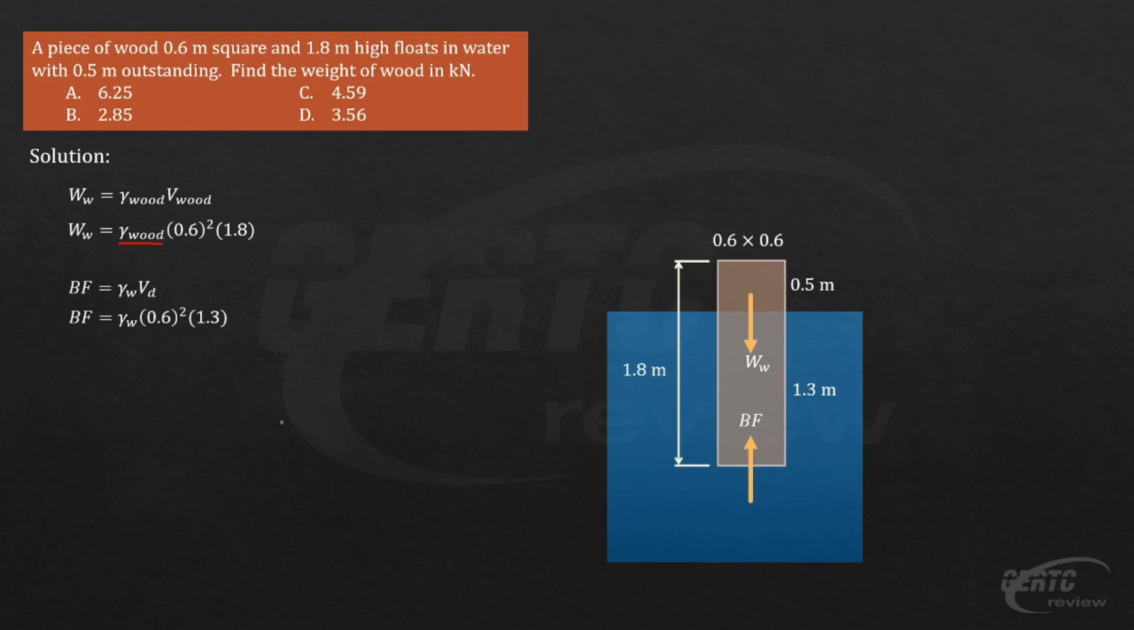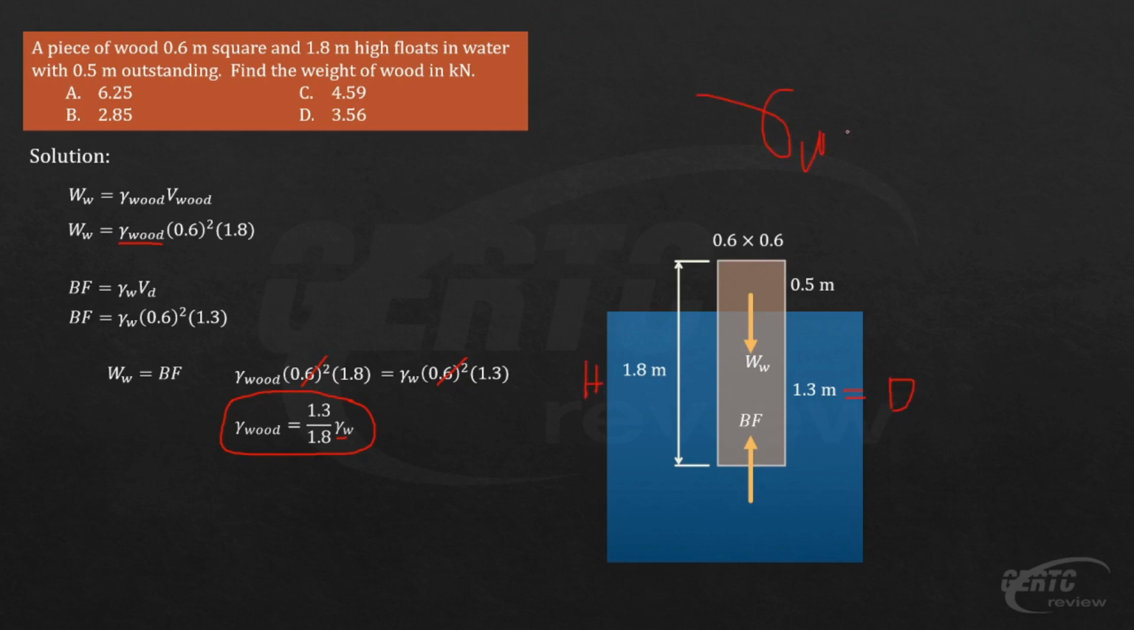Alright. Then, of course, we are in equilibrium. The sum of vertical forces is zero, so the weight of the wood equals the buoyant force. The 0.6 squared cancels out. What remains is the unit weight of the wood equal to 1.3 divided by 1.8 times the unit weight of water. Notice the formula; you can memorize it. If this is the draft, and this is the height of the wood, the unit weight of the wood is equal to the draft divided by the height of the wood times the unit weight of water.